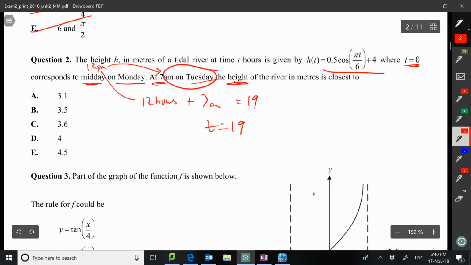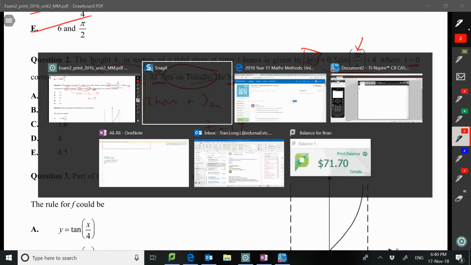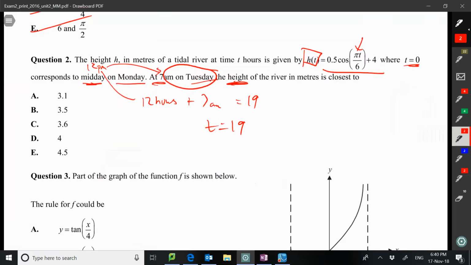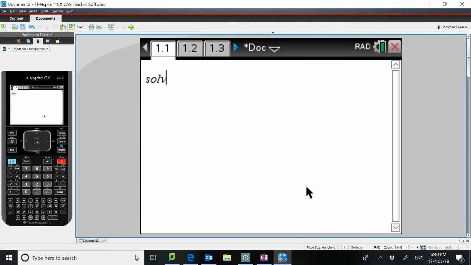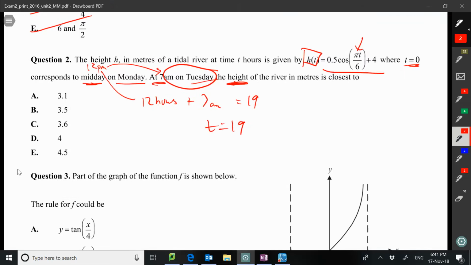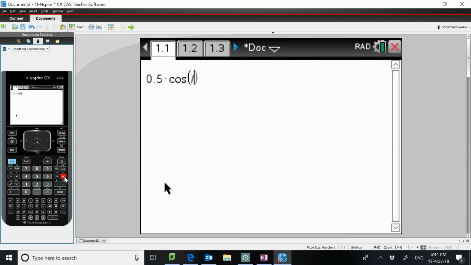on Tuesday, and they're asking for the height of the river, and they told you that you can find the height if you give them a time. So on your calculator, just put in the time or solve that value there. So here we go, I'm going to go to my CAS. I can't be bothered defining it, I'm just going to go 0.5 times cos, or you can do trig here, cos of pi on 6.